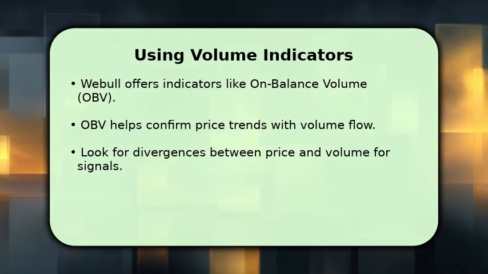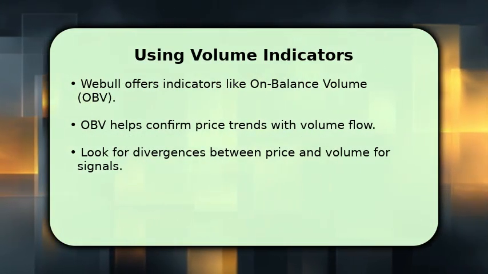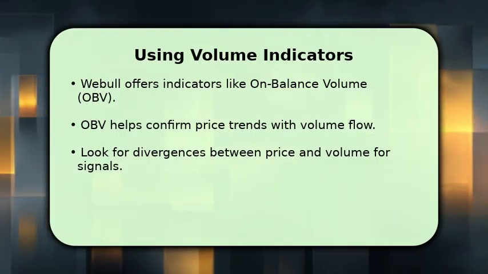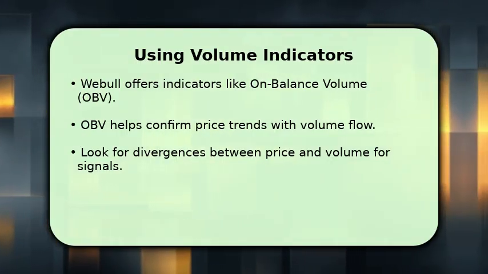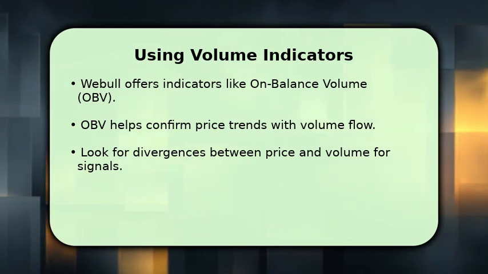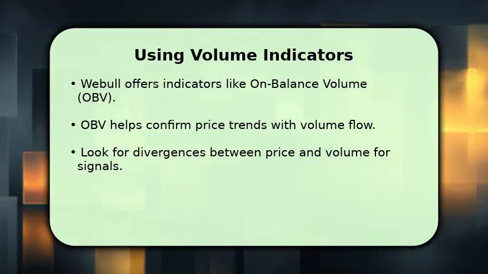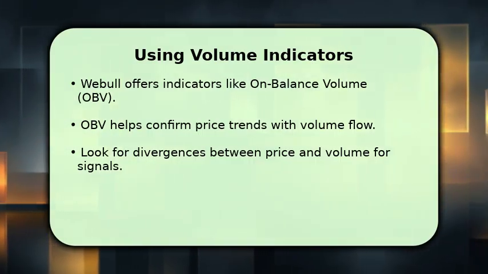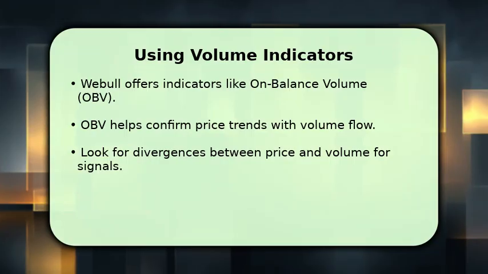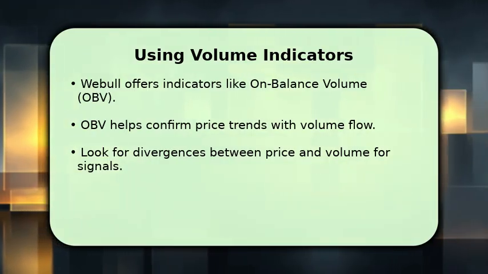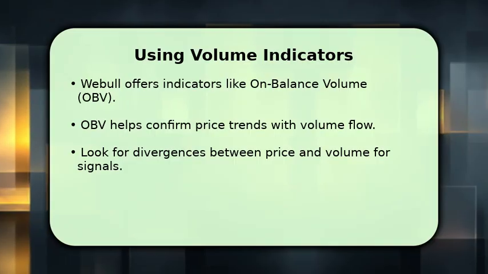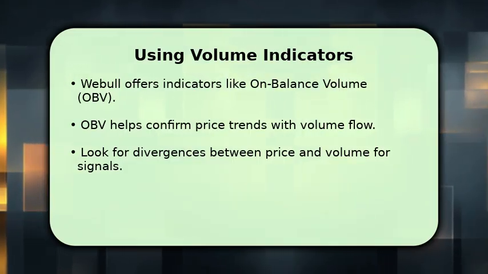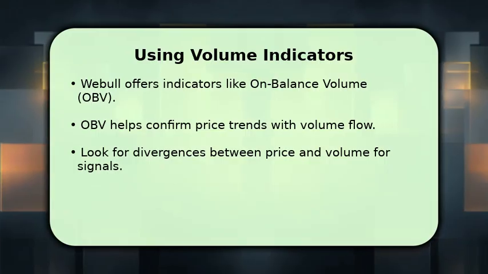Webull provides several helpful volume indicators to enhance your analysis. One popular option is on-balance volume, or OBV. This indicator uses volume flow to predict price changes, helping to confirm whether a trend is strong or weakening. Pay close attention to divergences, where price and OBV move in opposite directions, as these can signal potential reversals.